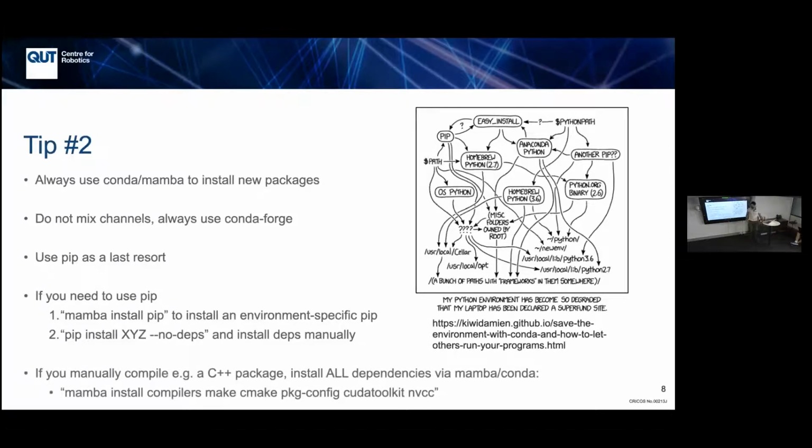To answer your question, if you manually need to compile a C++ package or Python something, install all the dependencies via mamba and install the compilers. There's a package called compilers, which installs the latest version of GCC or Clang or whatever the standard compiler is. Install make, install CMake, install package config, install CUDA toolkit, and NVCC. And then you can run all of that from conda.